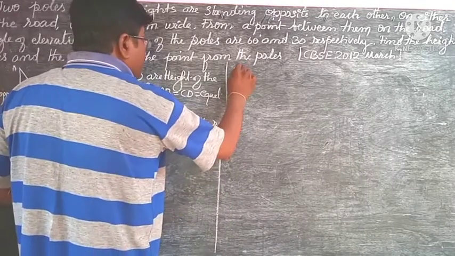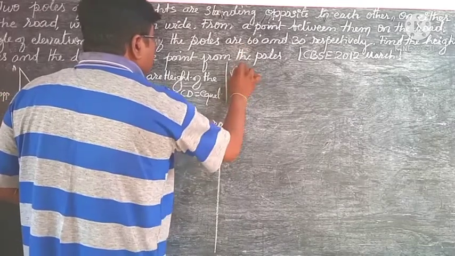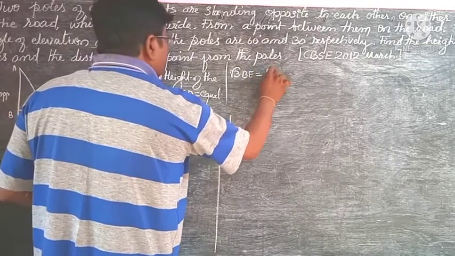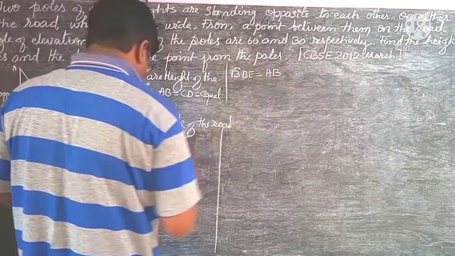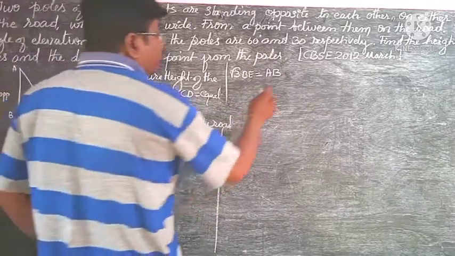Therefore, root 3 BE is equal to AB. We call it equation number 1.